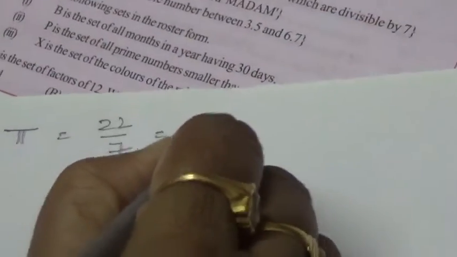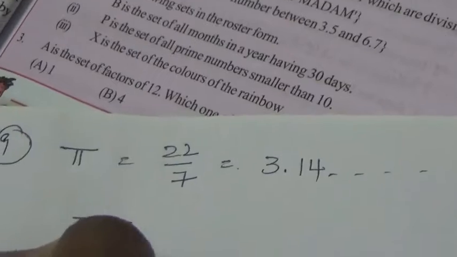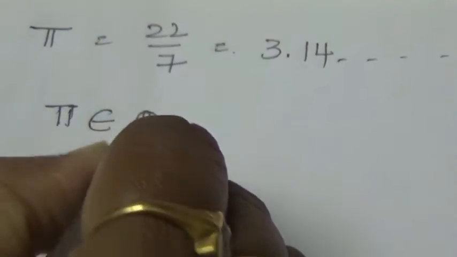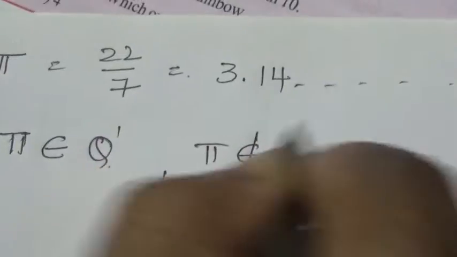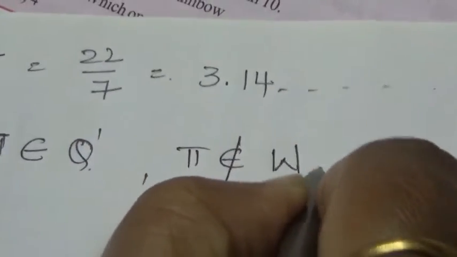And the next one, that is ninth sum, that is pi. Pi we already know is 22 by 7, and also this number does not stop, and so on, right? So pi belongs to rational numbers, which does not belong to whole numbers.